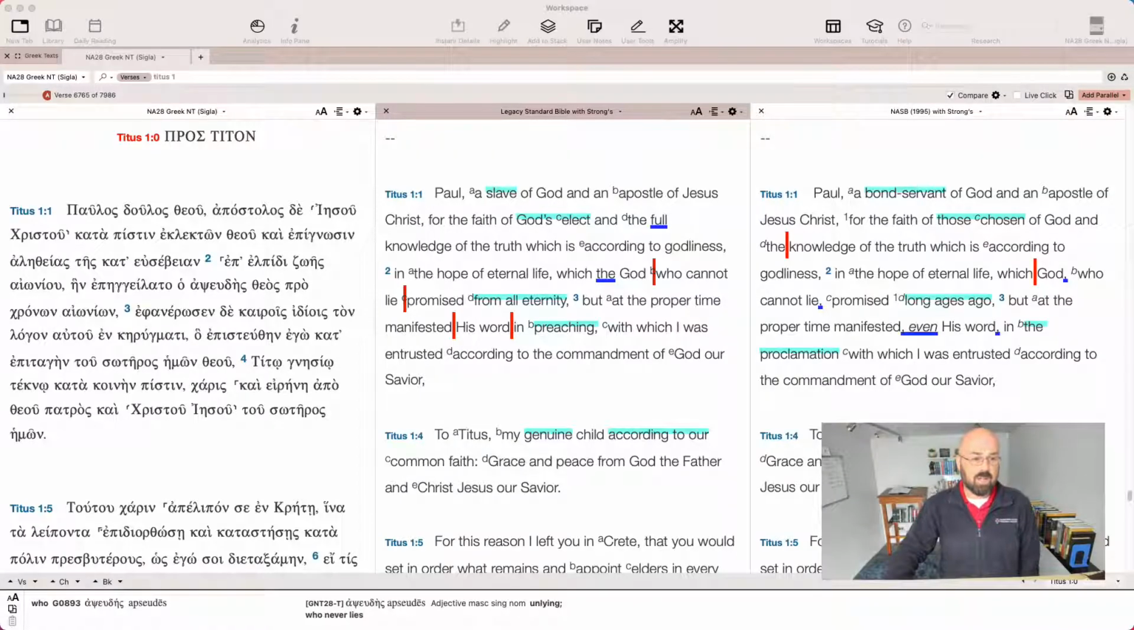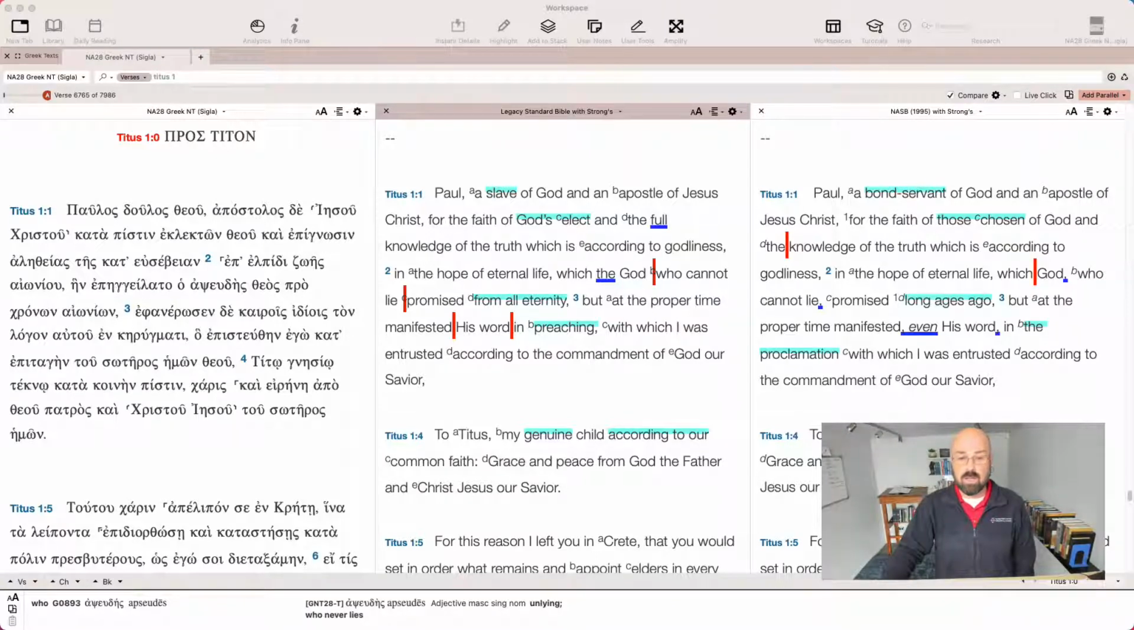All right, so here we are in Titus, and this is where I want to just start. And the reason I want to start here, and what you can see here with Accordance Bible software, is that I've set it up so that on the left we've got the Nestle Aland 28th edition. In the middle we've got the Legacy Standard Bible, and on the right we've got the New American Standard, the 1995 update, which is what the Legacy has moved on from. And I've turned on text comparison so you can see very easily where the Legacy makes changes and where it doesn't.